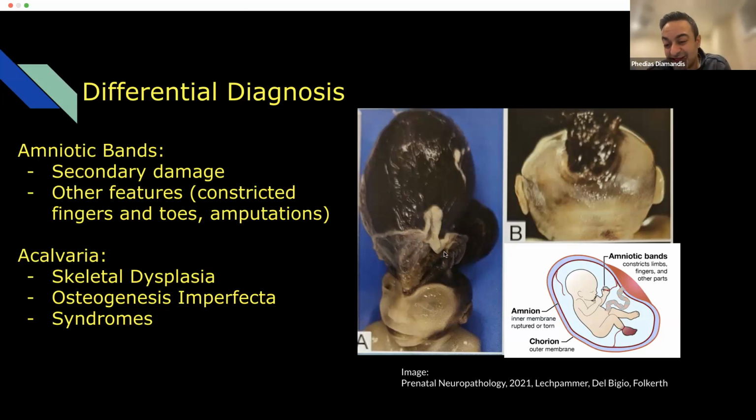This may look like exencephaly, but really what's happening here is that you have compromised the amniotic barrier. It's torn, it's ruptured, it's compromised. These lead to fibrous bands that can constrict and bind to components of the fetus and lead to amputation of limbs, amputation of fingers, constriction of fingers. It can also bind to the cranial components and lead to ischemia. And so these are not neural tube defects.